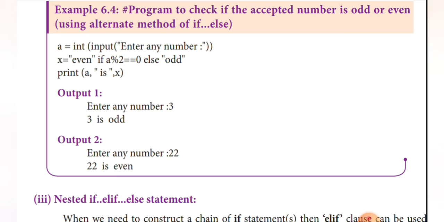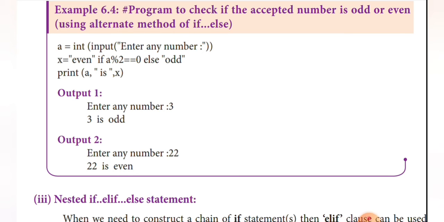So x equal to even. Even is a message, that's why we specify it within double quotes. If A modulus 2, here we are checking whether the value of A modulus 2 is equal to 0. If it is equal to 0, then it stores even to x. Otherwise, it stores the message odd to x. So print A is x.